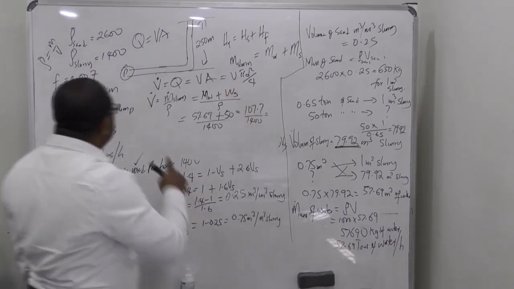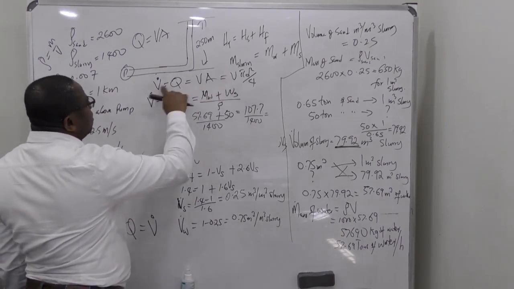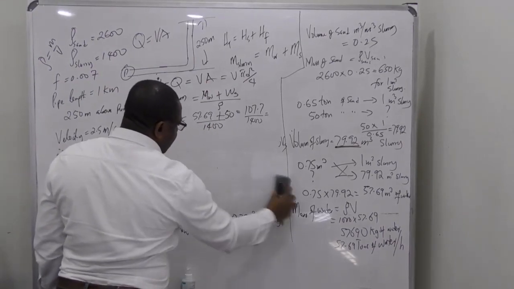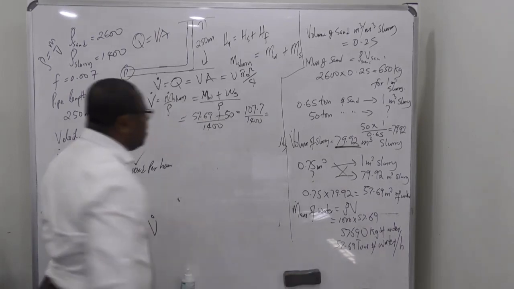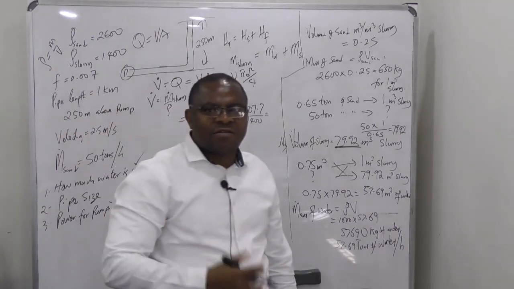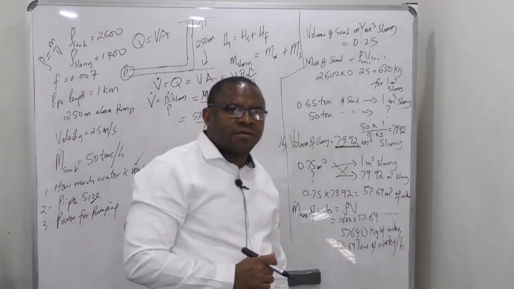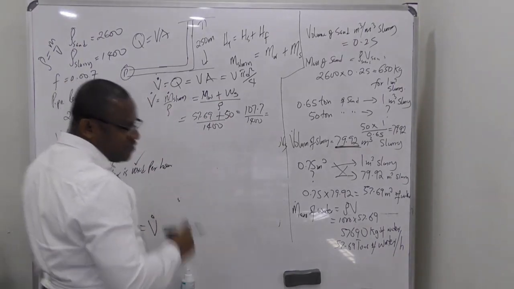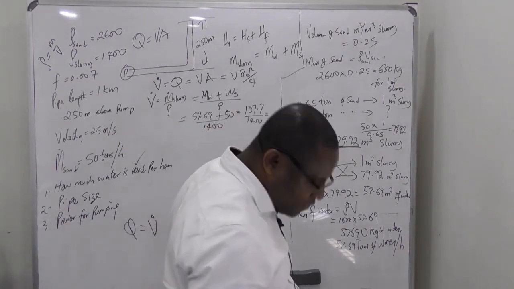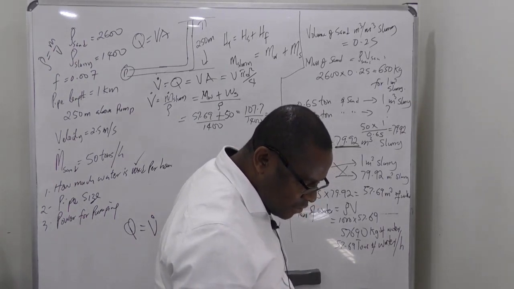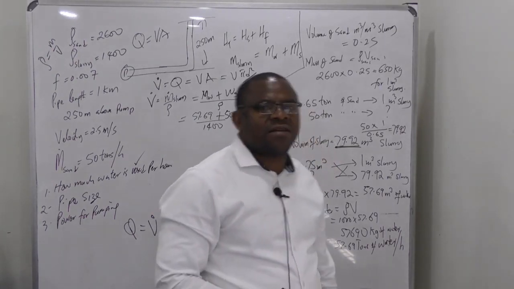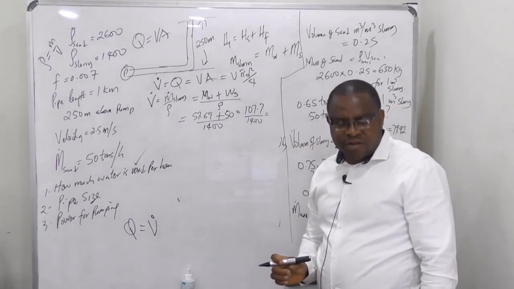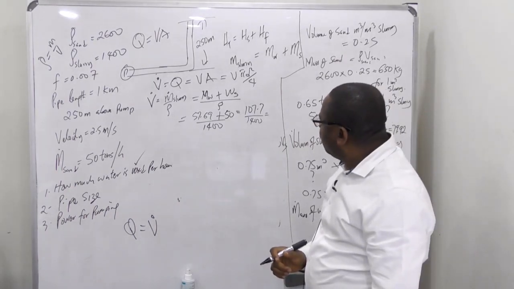Why do I need this? I just want to get this so that I will now make the diameter the subject of the formula, and then I'll get the size of the pipe. All right, so let's divide that. That is 107.7 divided by 1400. 0.0769.